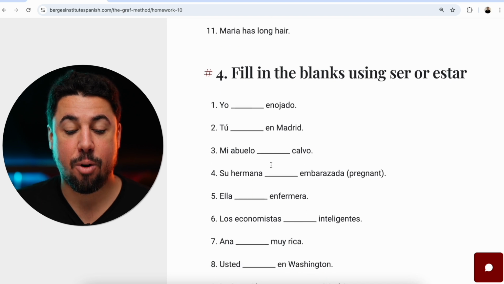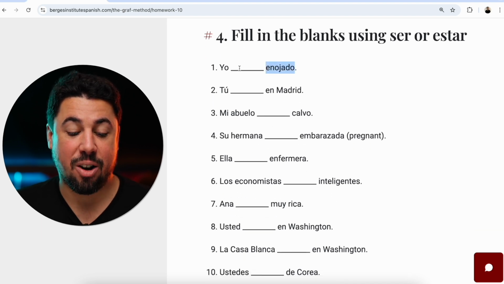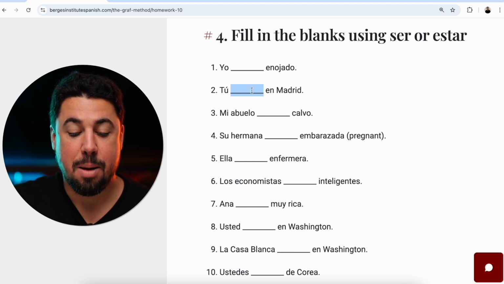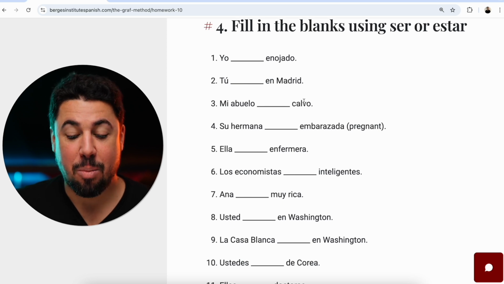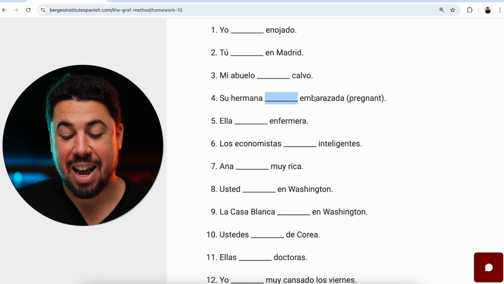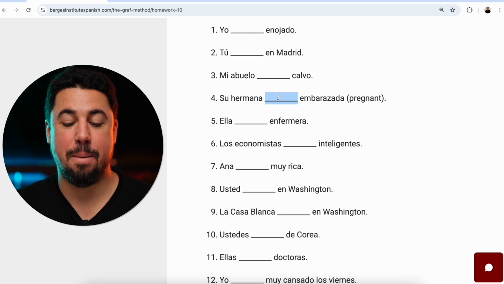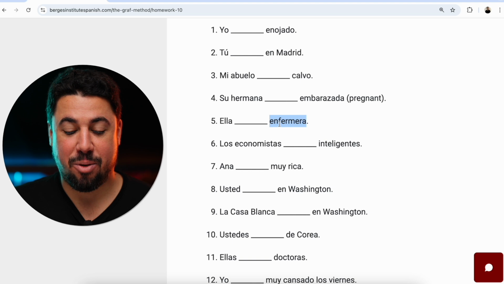Número 4, number 4, fill in the blanks using ser or estar. Enojado, angry. This is a state. Yo estoy enojado. Being in Madrid is a location. Tú estás en Madrid. Being bald, we use ser. Mi abuelo es calvo. Being pregnant, we didn't have this one in the examples, but I would say this is a state. So, su hermana está embarazada. Being a nurse is not enferma for sick, it's enfermera, the profession.